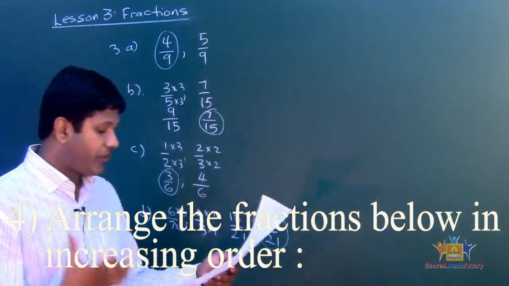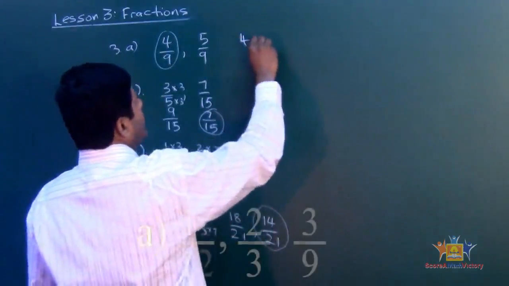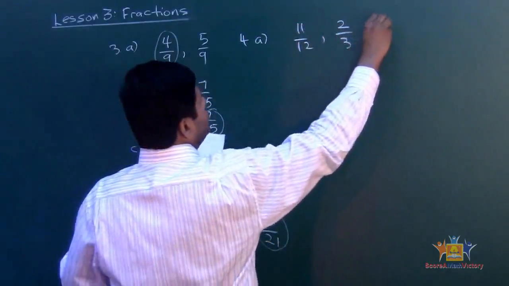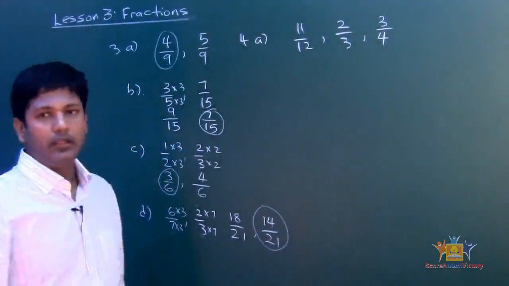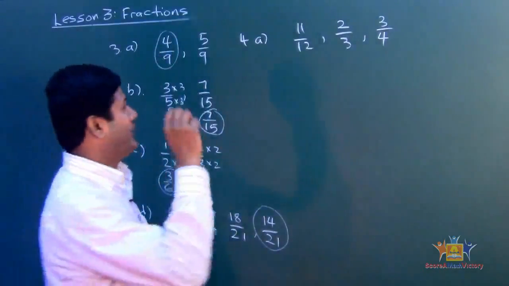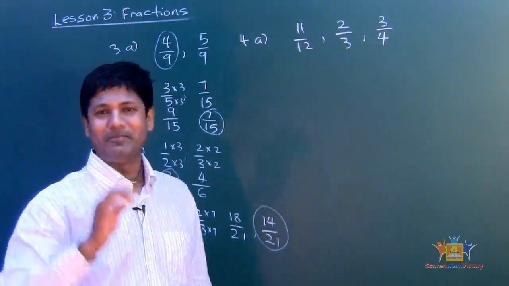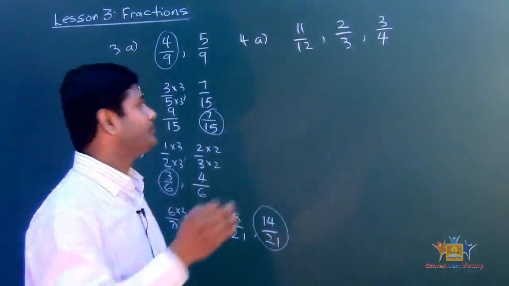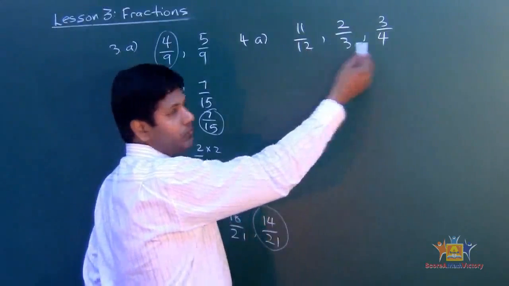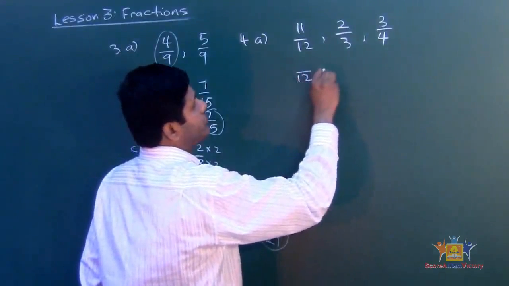Problem number 4 says arrange the fractions below in increasing order. So 4a, we were given 11 over 12, 2 over 3, and 3 over 4. How do we do this? Good job. You find the lowest common denominator for all 3 of them, which is the best way to compare them. In this case, 12 would be the lowest, because 3 can get in 12, 4 can get in 12, and 12 can get in itself. So we're going to make all of them 12.